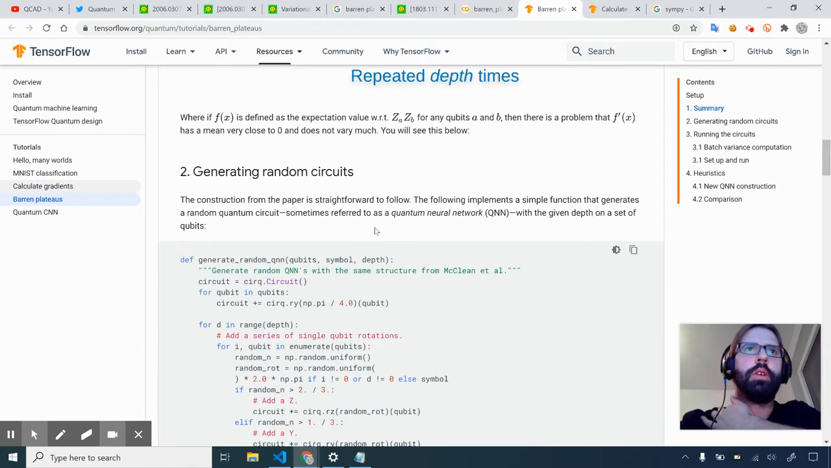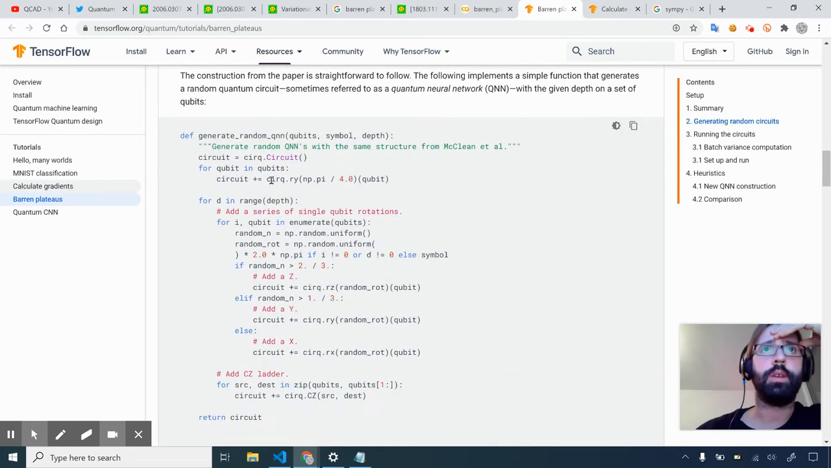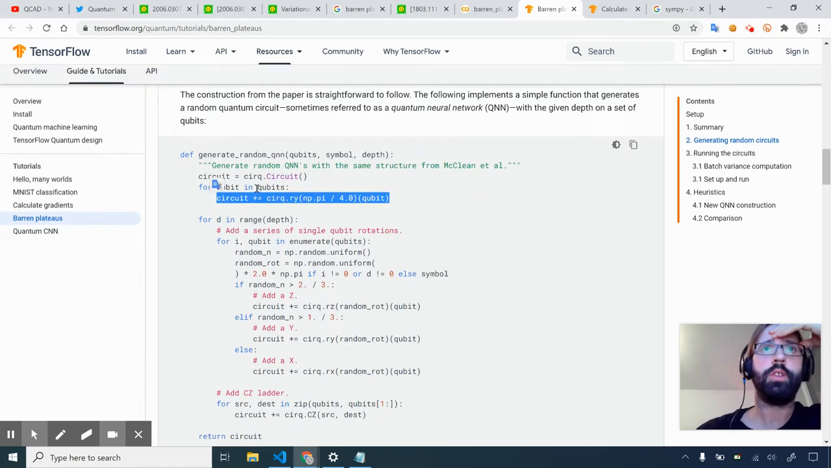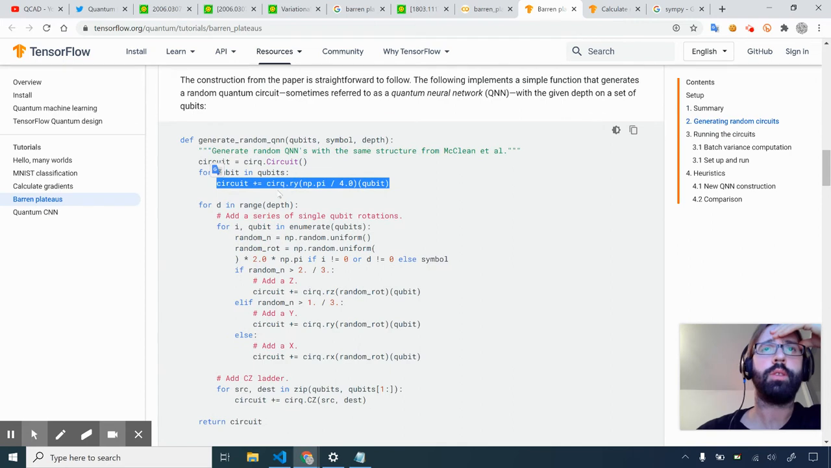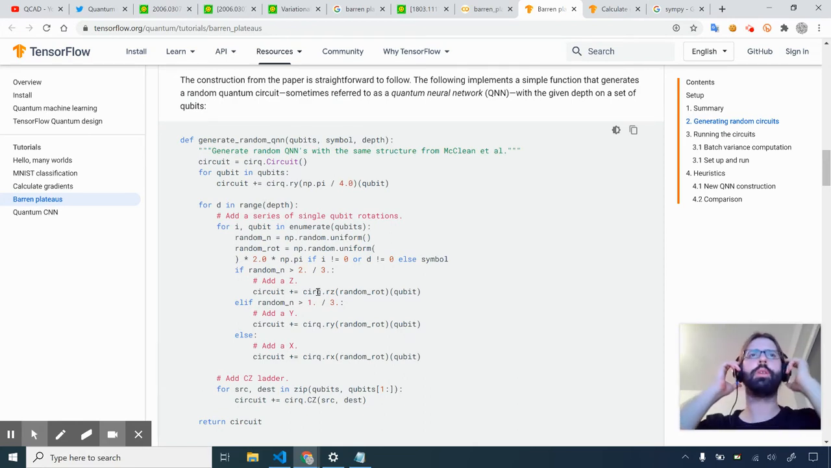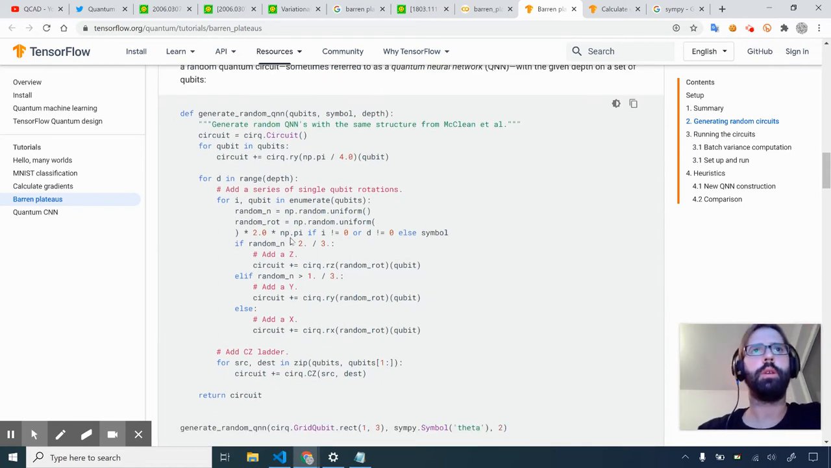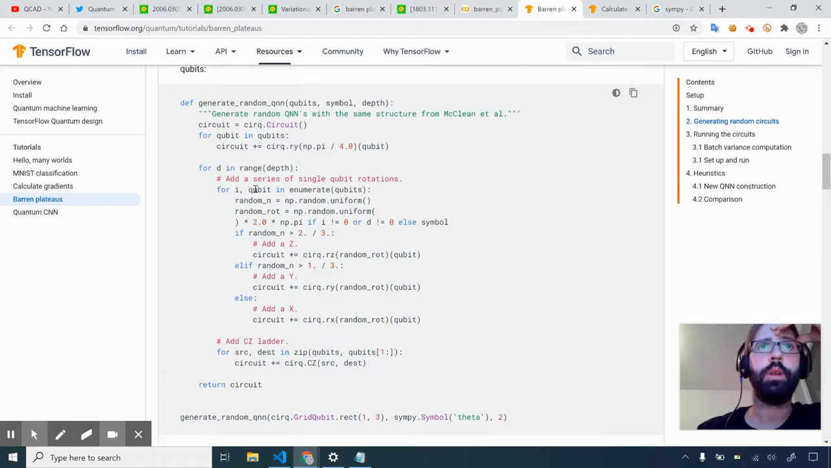So first we generate random circuits. The construction from the paper is straightforward to follow. The following implements a simple function that generates a random quantum circuit, sometimes referred to as a quantum neural network, with a given depth on a set of qubits. So this is what we see above, right? It rotates each qubit. The circuit is an RY rotation on a qubit, and then for a given depth, we add a series of single qubit rotations.